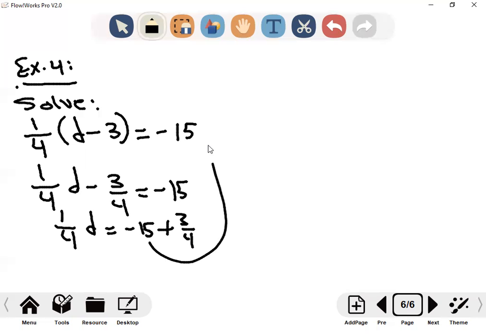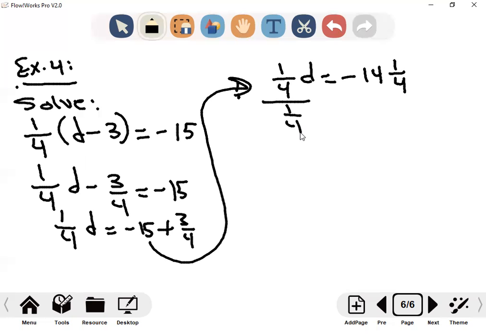So here the answer, 1 over 4d equal negative, because 15 is bigger than 3 over 4, right? Negative 14 and 1 over 4. Now we'll divide both sides by what? I divide by 1 over 4 and here divide by 1 over 4.